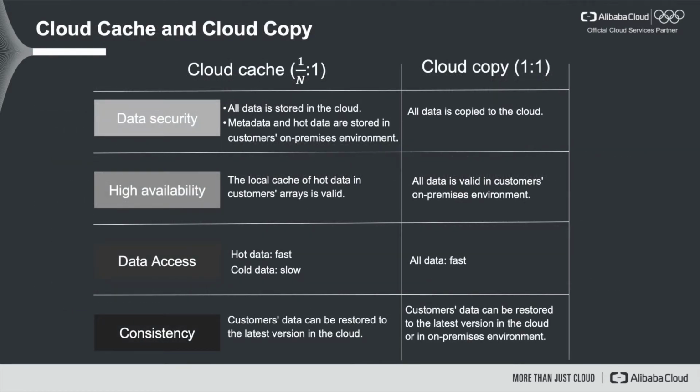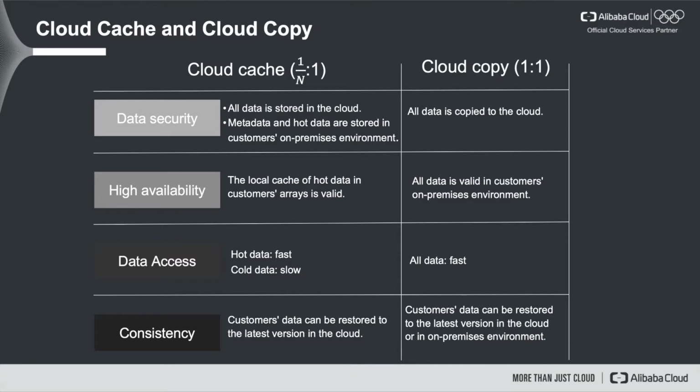Cloud Cache and Cloud Copy differences. Data security: with the Cloud Cache, all data is stored in the cloud. Metadata and hot data are stored in the customer's on-premises environment. In the Cloud Copy configuration, all data is copied to the cloud. The difference in terms of high availability for Cloud Cache and Cloud Copy is the following. The local cache of hot data in customer arrays is valid. In the Cloud Copy configuration, all data is valid in the customer's on-premises environment. The cold data access in the Cloud Cache is slower than in Cloud Copy.